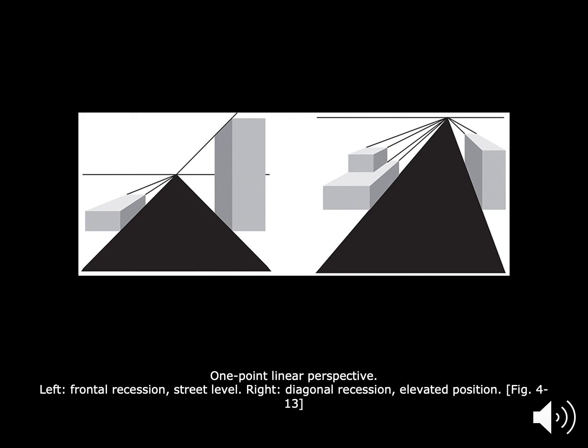One-point linear perspective relies on a single point, or vanishing point, on the viewer's horizon to represent parallel receding lines. When the vanishing point is directly across from the vantage point where the viewer is positioned, the recession is frontal. If it's to one side or the other, it is diagonal.